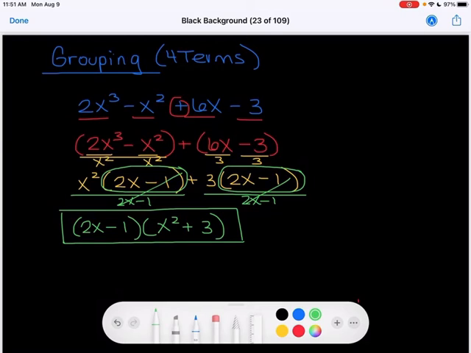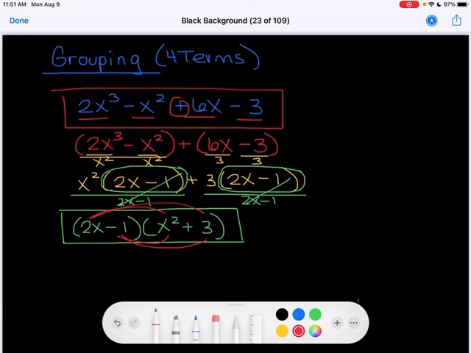And again, you can always check your factoring work by distributing. Okay? Distribute and make sure that you end up with what you began with to see if you've done it correctly. All right, let me try one more.